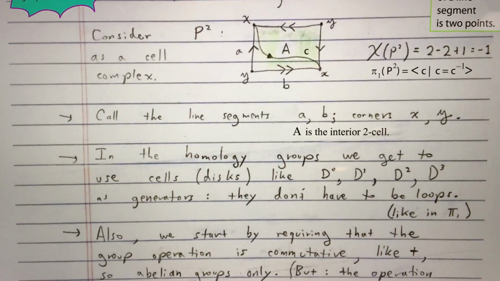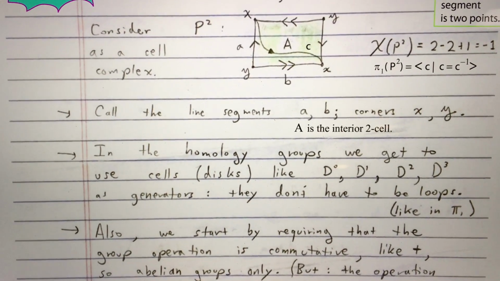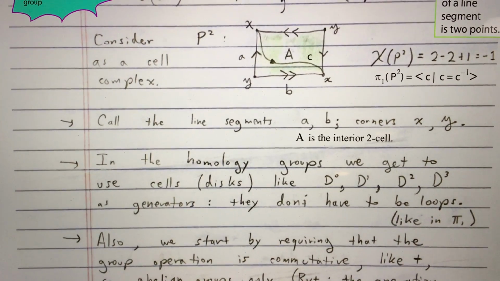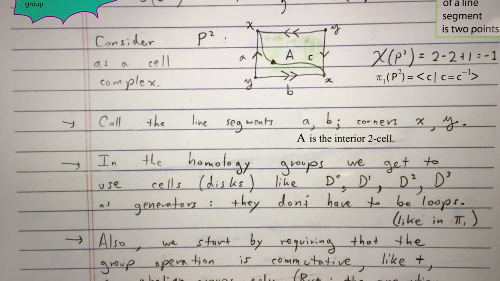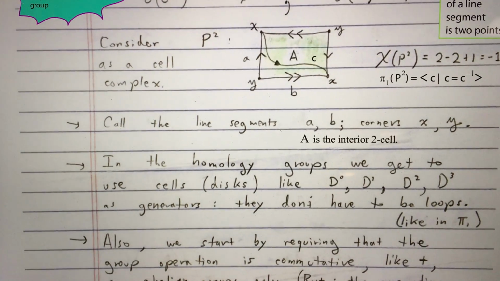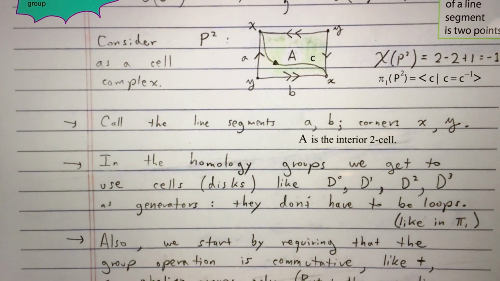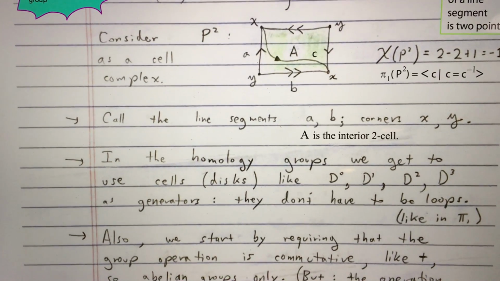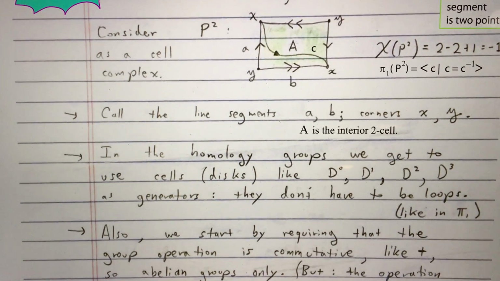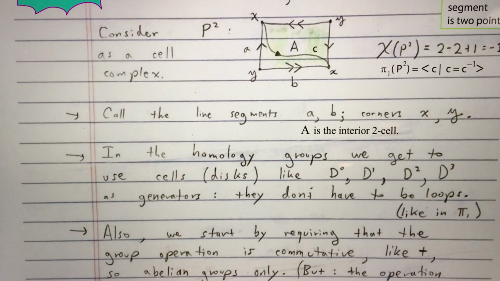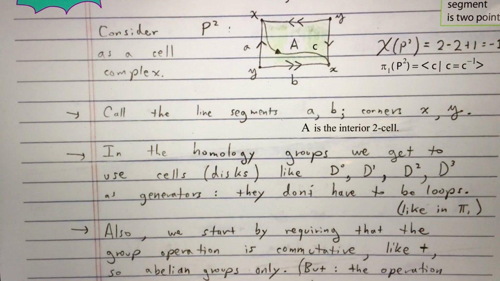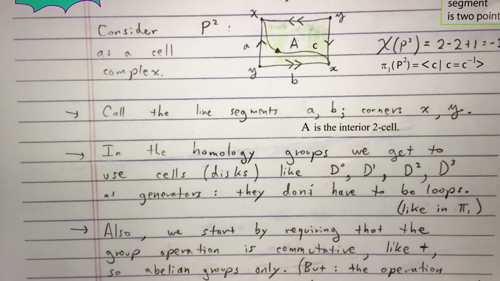So in homology groups, you get to do something that we would have liked to have done before, which is we get to start by using those edges that we glue as the generators instead of being forced to look for a loop. In fact, we're going to make a bunch of groups, and we're going to use the cells of all dimensions, all the disks, D0s, D1s, D2s, D3s, etc., as generators. We'll make one group for each dimension that we'll see on page 3. They don't have to be loops like in Pi 1.